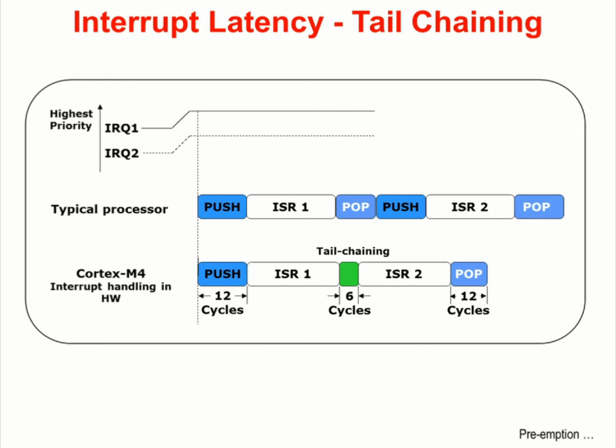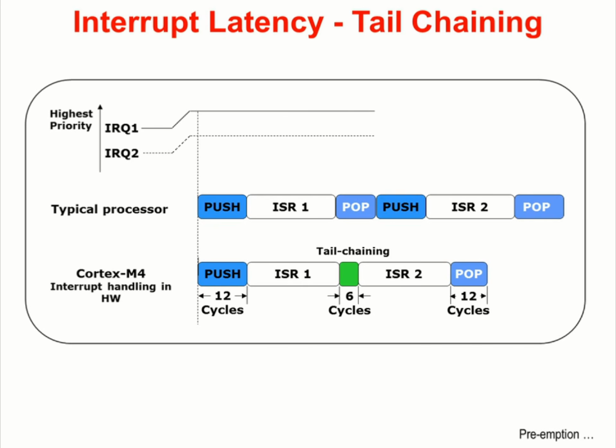Tail chaining reduces interrupt latency. In this diagram, 2 interrupts go off at the same time, IRQ1, which is the higher priority, and IRQ2. In a typical processor, the state of the processor would be pushed onto the stack. The highest priority interrupt service routine would run. The state of the processor would be popped off the stack. At this point, the interrupt controller would detect that there was another interrupt pending and repeat the process for the lower priority interrupt. Note that the pop and the push right in the middle there are doing the exact same thing but in opposite directions. There's really no need to do those.